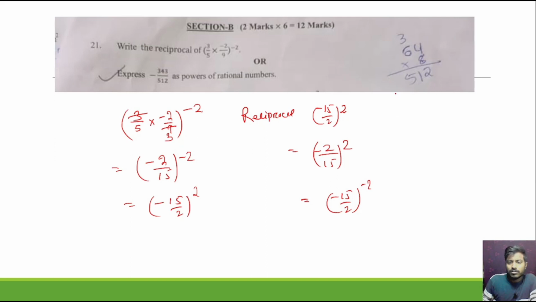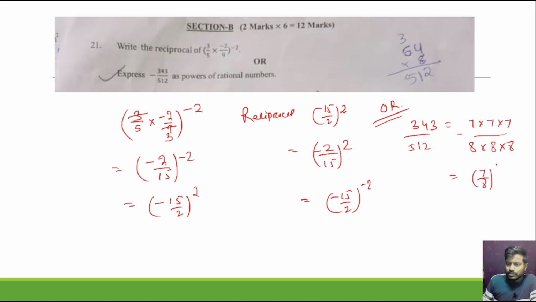Question. Express these as a power of a rational number. We can write 343 as 7 into 7 into 7. Yes or no? And 512 we can write as 8 into 8 into 8. Yes or no? So here we can write 7 by 8 whole to the power 3, or you can write 7 cubed divided by 8 cubed, total equal to 7 by 8 whole to the power 3.